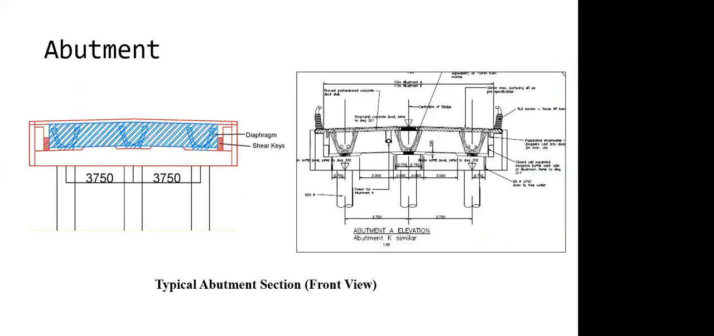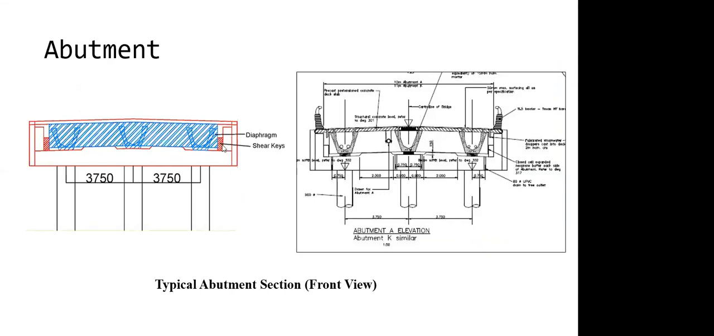Okay, this is the model of my abutment. As you can see here, there's a diaphragm at the front of the model in blue. And also, this part I was modeling as a rigid element. Sorry, not a rigid element; it's an elastic beam column with a high rigidity, which I will explain a little bit more later.